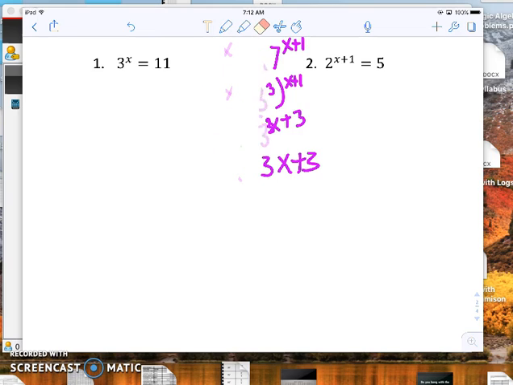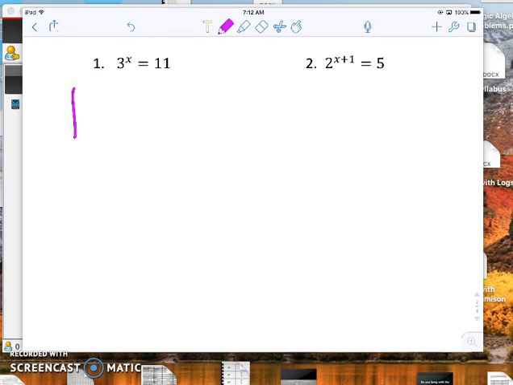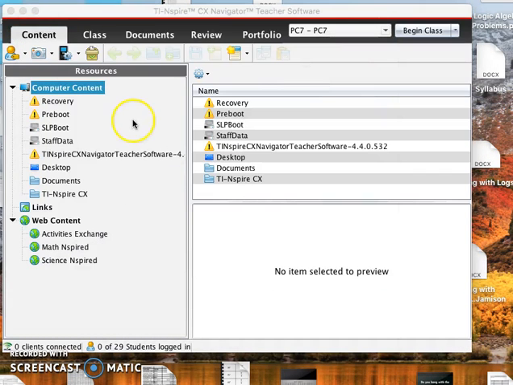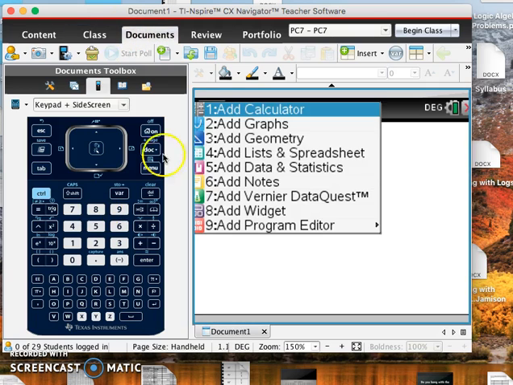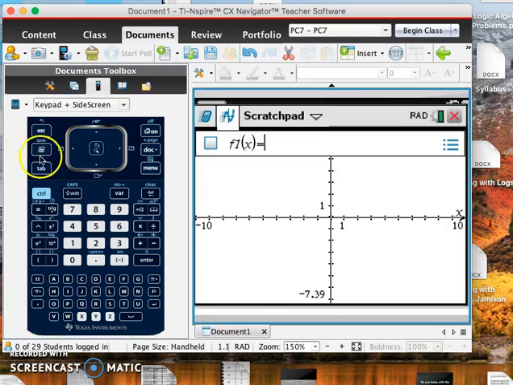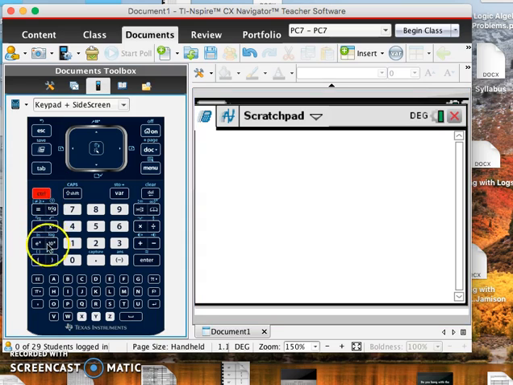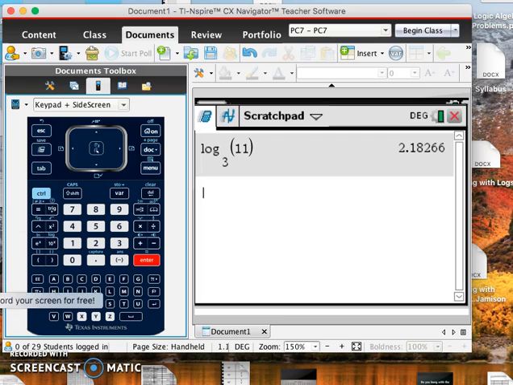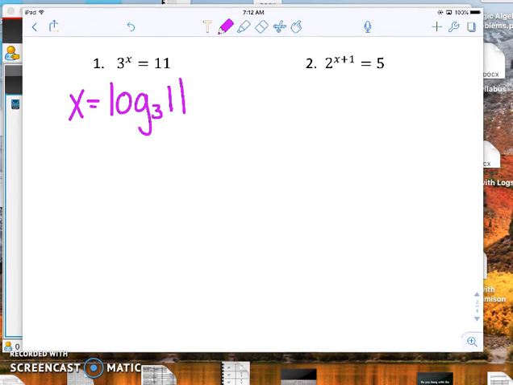But you'll notice on this one we can't make bases the same. So we're going to go back and forth between exponential and logarithmic form. As a log, we're solving for our exponent. So x equals log base 3 of 11. And then this would be a calculator question. So we can go to our calculator and enter log base 3 of 11, and we have our answer of 2.18.